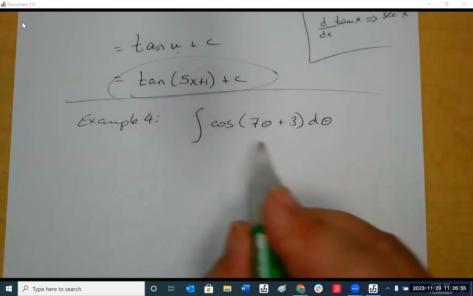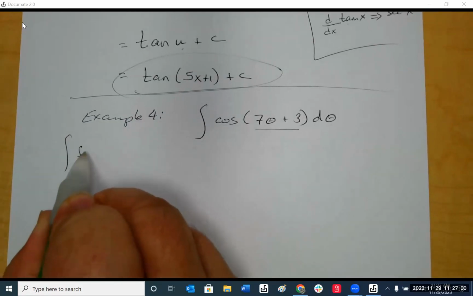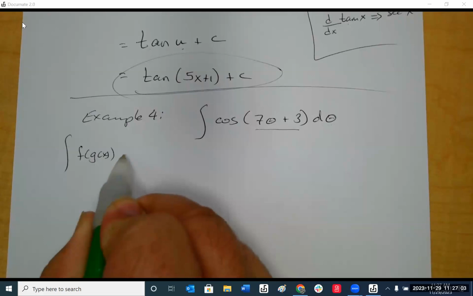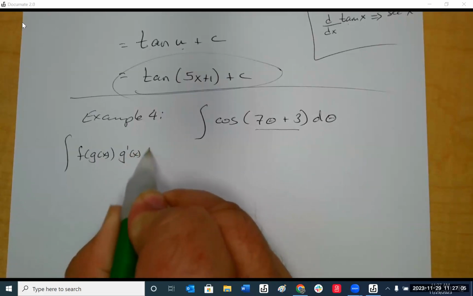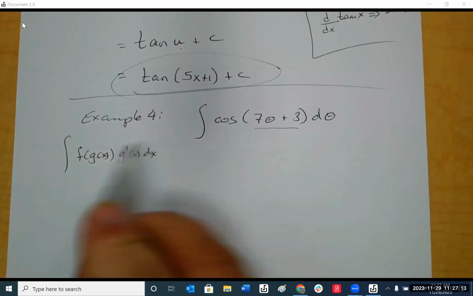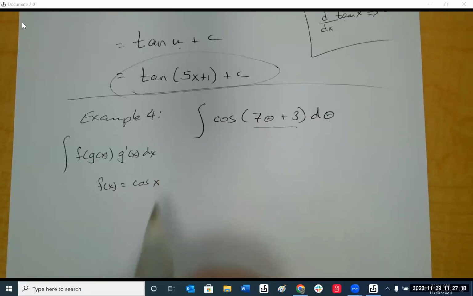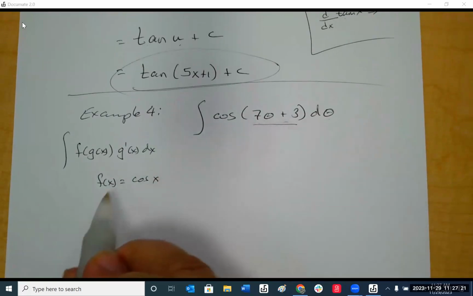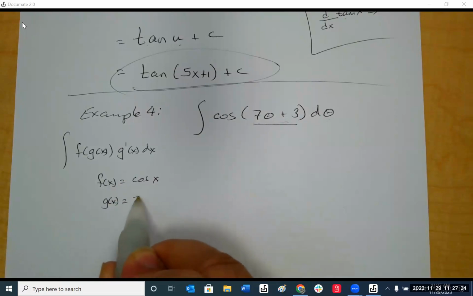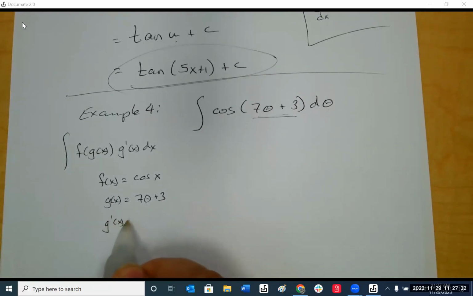So in our equation, remember the innermost, what we're looking for is f of g of x, g prime of x. That's what we're looking for. So here's the outer one. The f is cosine x. And the g of x is 7 theta plus 3. And the derivative of g is 7.